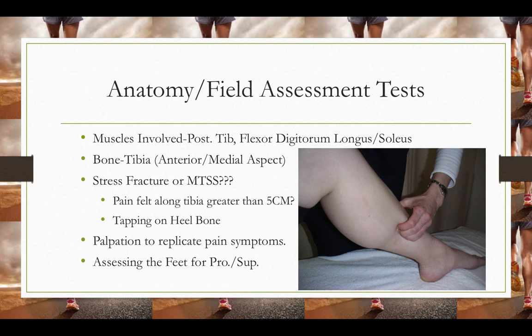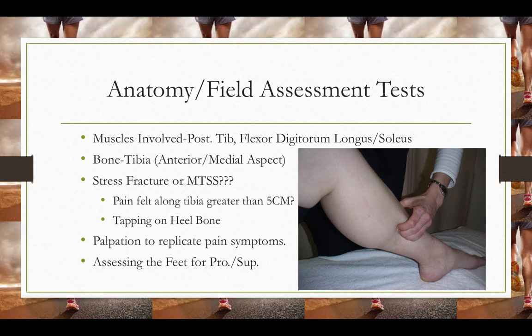So how do we diagnose this? First of all, just a little anatomy. I think we already kind of discussed that, but the muscles involved are the posterior tibialis, flexor digitorum longus, and specifically the soleus. And the bone is the tibia, anterior, medial, and posterior aspects.